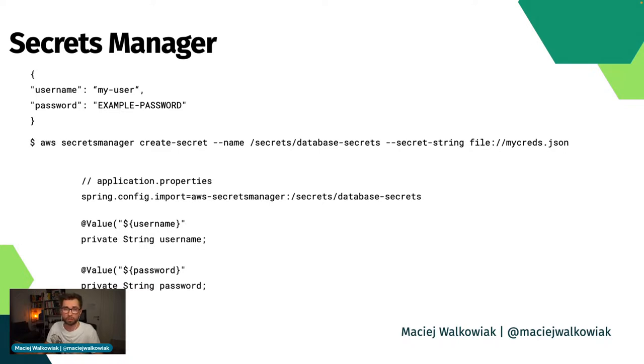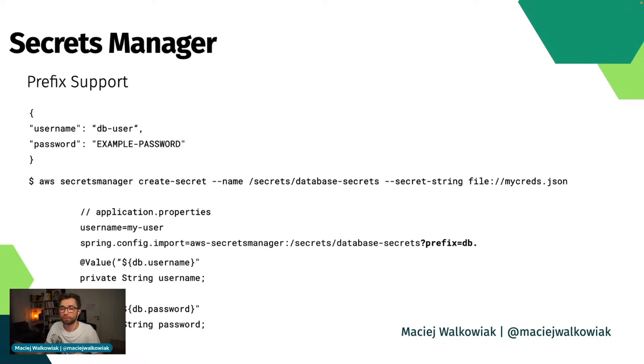This has also been there in Spring Cloud AWS 2.2, I believe. But in 3.0, we've added a very important feature, an option to set the prefix, because there is a chance that the same key that is used in the secret will also be used from, let's say, application properties or any other property source. So in this case, you would have a collision and one will overwrite another.